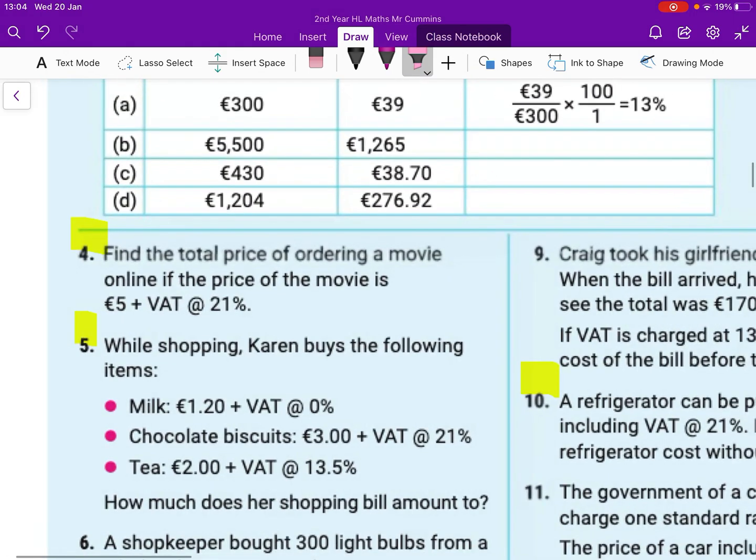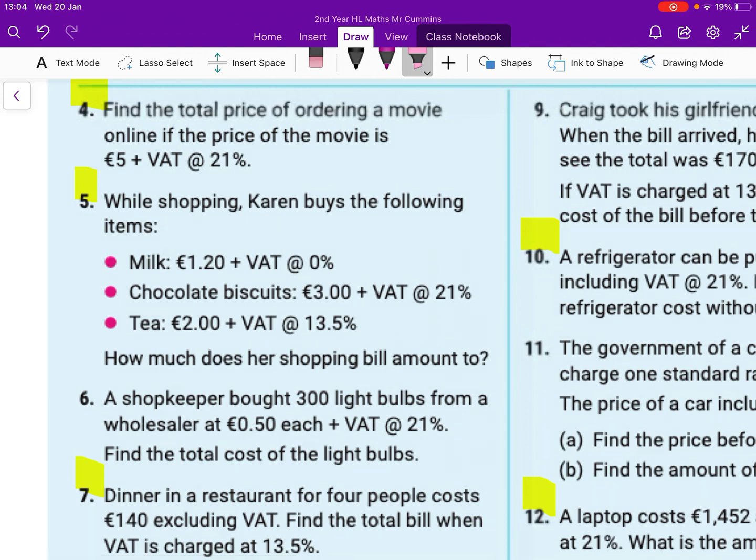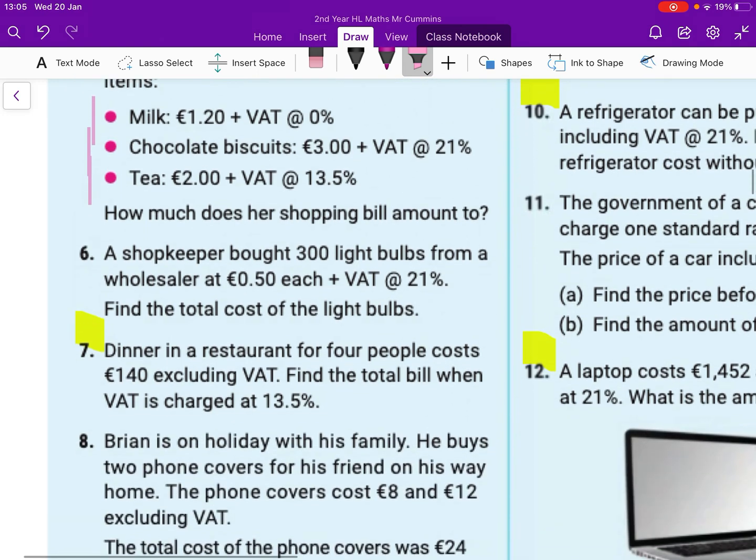So question 4 is basically total price. So you have €5 plus VAT of 21%. So you're just going to calculate 21% of 5 and add it on. Question 5 is pretty much the same. It's just working out how much VAT is on the milk. Nothing, obviously. And multiply 21 by the €3, multiply 13.5 by the €2. Add the 3 up, and that's going to give your total shopping bill there.